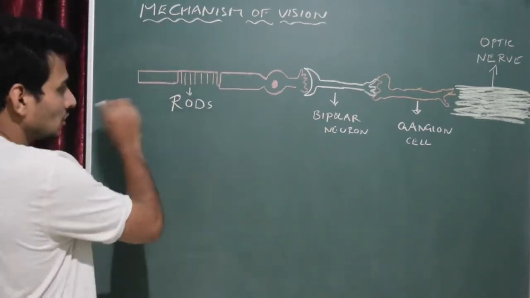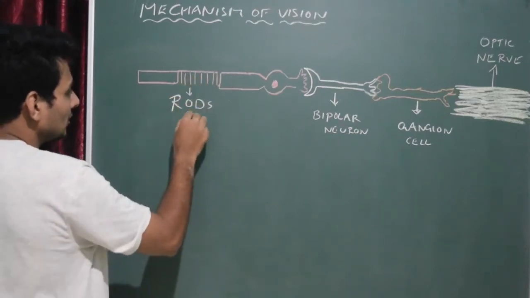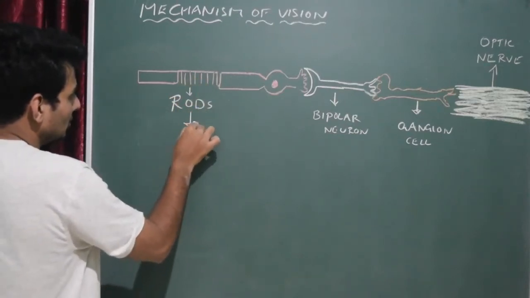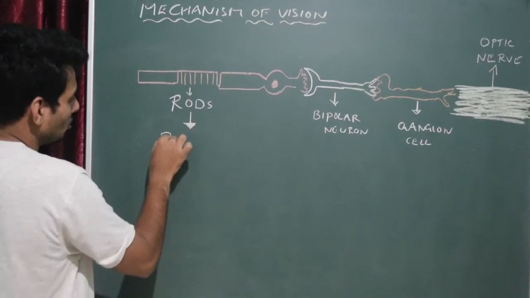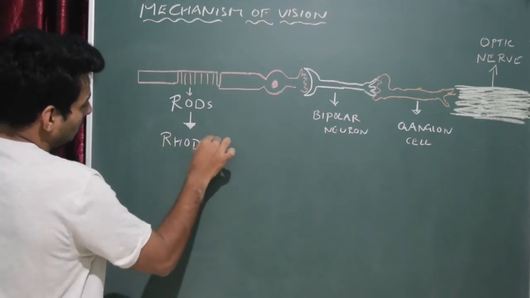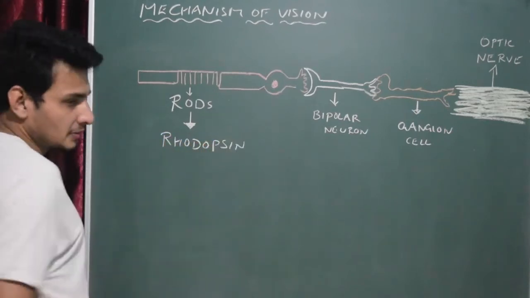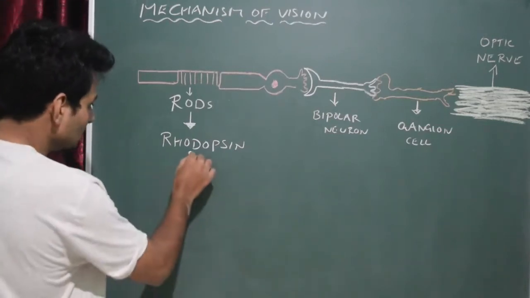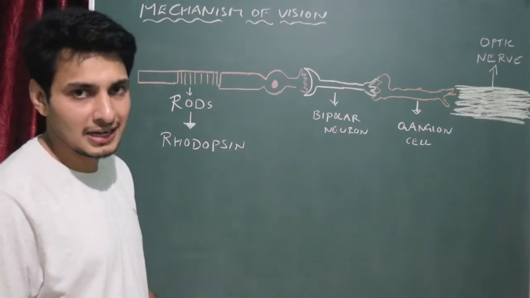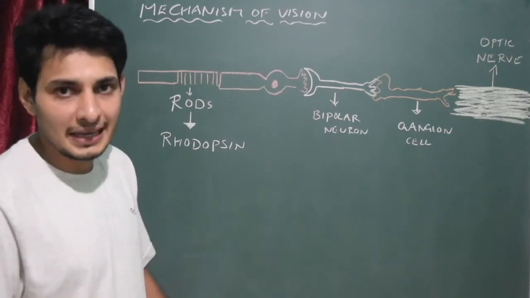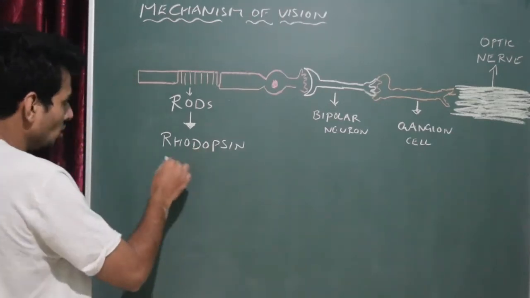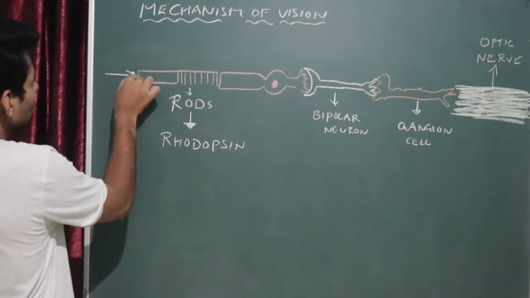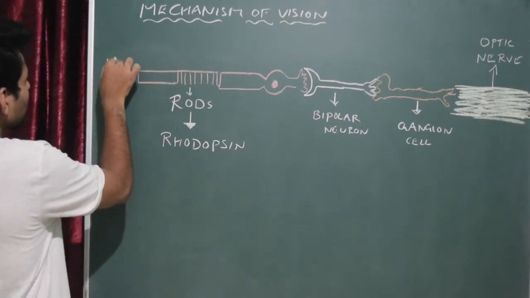Okay, so here the rods normally contain a type of pigment called rhodopsin, correct? Rhodopsin pigment is there. So we know that it is also called visual purple. And this rhodopsin is also a type of derivative formed from the vitamin A derivatives. Okay, so this rhodopsin, let us assume that this is the light now. So light energy. So light.